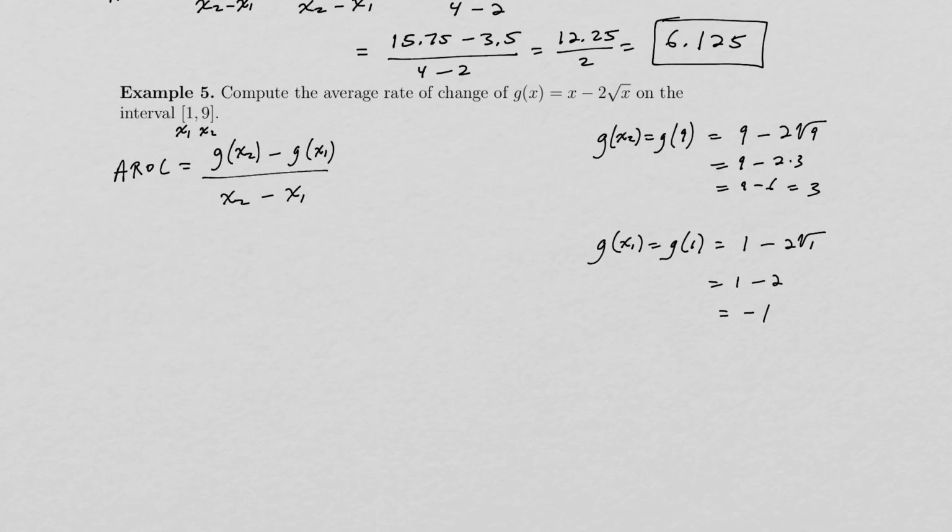Okay, so if I plug in now, this is going to be 3 minus a negative 1 divided by 9 minus 1. So this will be 4, right? 3 minus negative 1 is 3 plus 1, which is 4. And then 9 minus 1 is 8. And then I can simplify this to 1/2. So that would be my average rate of change over that interval.